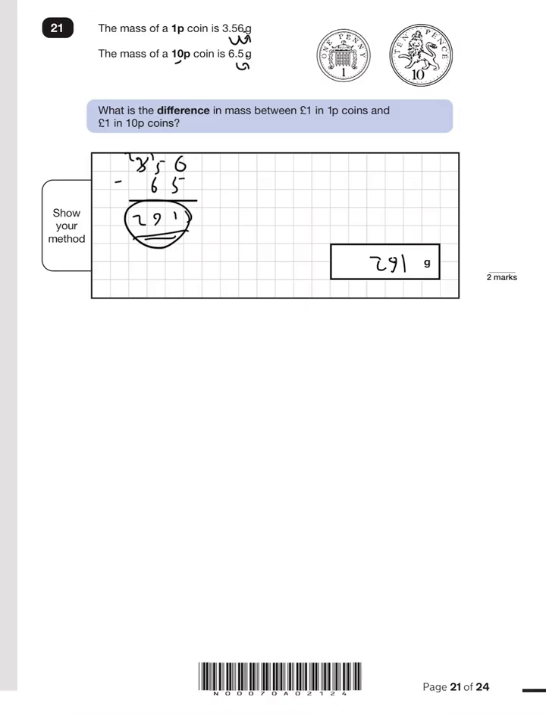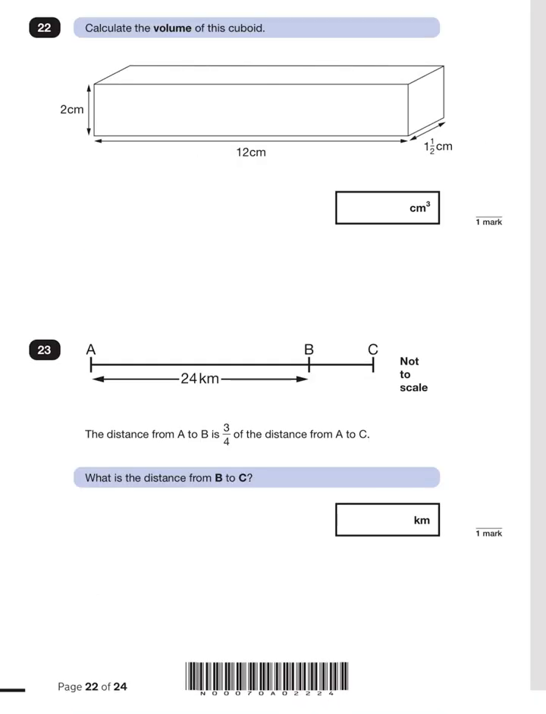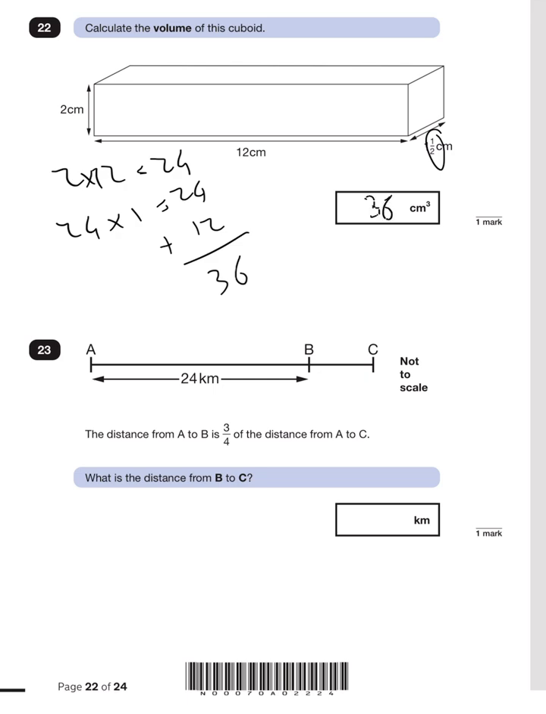Number 22. Calculate the volume of this cuboid. 2, 12, 1.5. I'm just going to multiply all three together. 2 times 12 is 24. 24 times 1 is 24. And then we've got the half. Half of 24 is 12. So we're going to add 12 to that to get 36. I don't know why this is doing this, but it's 36.